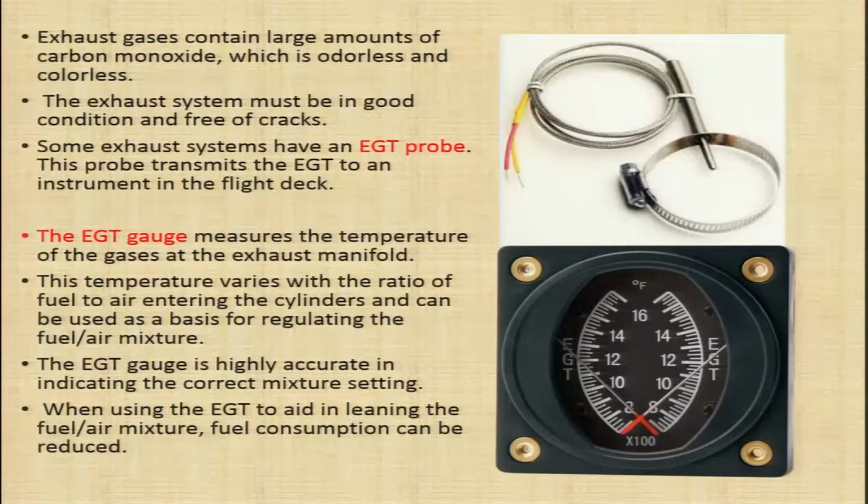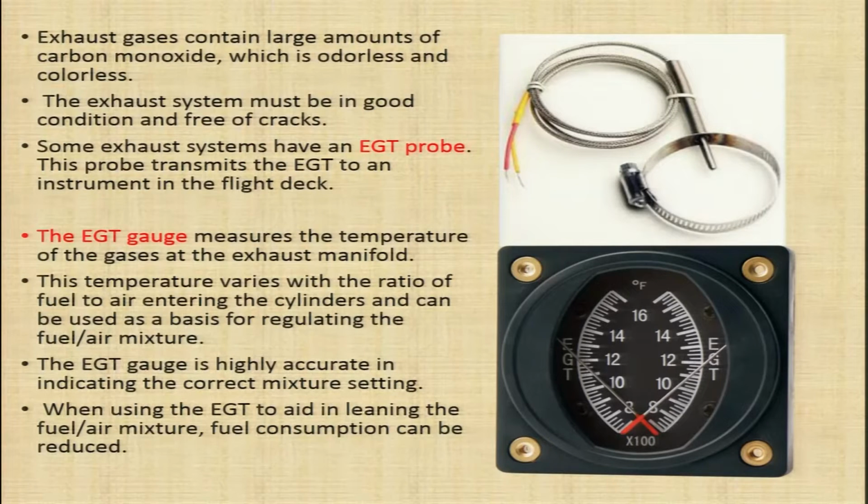The EGT is your exhaust gas temperature, and some exhaust systems should have an exhaust gas temperature probe. You can see here in the diagram, this is your probe for the exhaust gas temperature. This is your temperature sensor, which senses the temperature of the exhaust gases. This probe transmits the EGT to an instrument in the flight deck, a gauge in the cockpit.